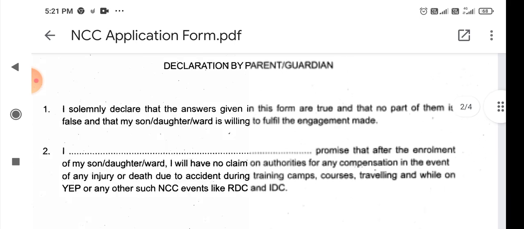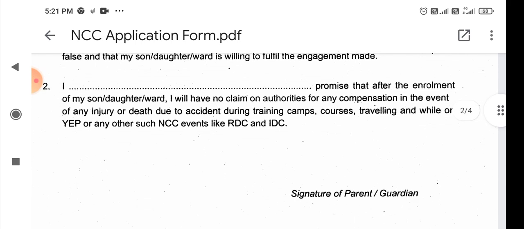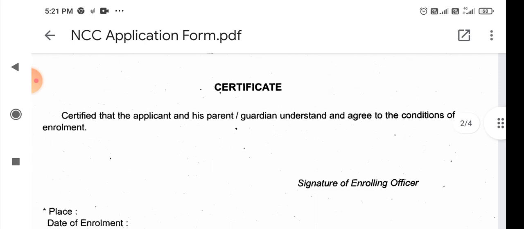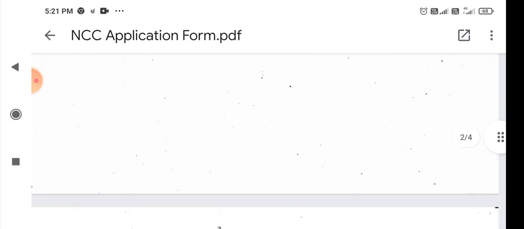In the second page, the declaration from the parent or guardian is required. In this case, that column should be filled with your parent's name, and your parent's signature is required. Place, date, and certificate from the enrolling officer is required. This is filled by the commanding officer of the unit, and the unit seal is required.